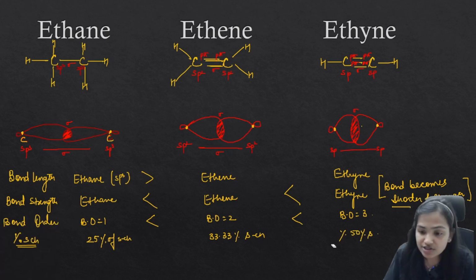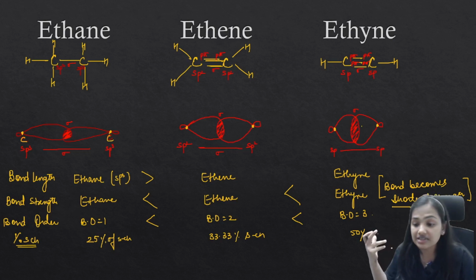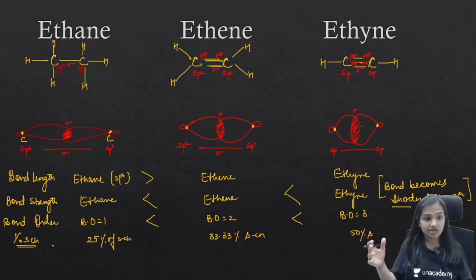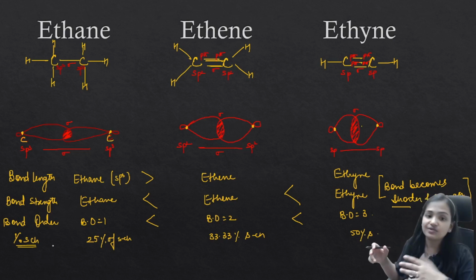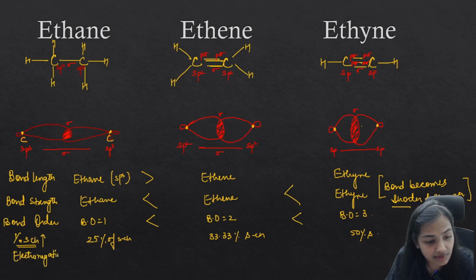So if the percentage of s character increases, what happens? You know guys, as s character increases, the electronegativity increases. So if you ask me, they all are carbons. A carbon usually has an electronegativity of 2.5. So will the electronegativity remain the same? No. As the s character increases, the electronegativity increases. Always remember this, I have also discussed it with you in the chapter on electronegativity, which I have taken before. S character increases, electronegativity increases.